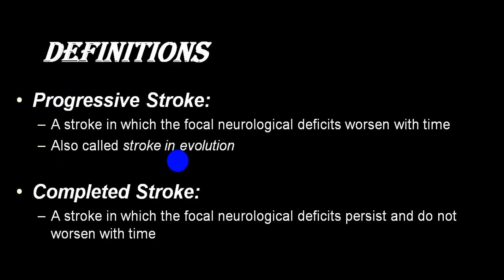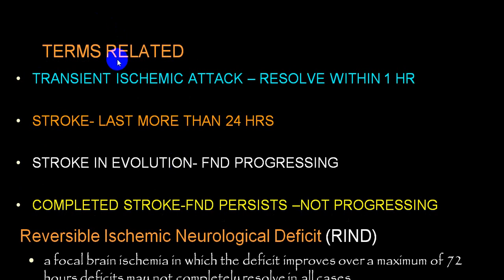Progressive stroke and complete stroke. Progressive stroke means the focal neurological deficit slowly increases over a period of time. It is also labeled as stroke in evolution. The most classical example of stroke in evolution is a thrombotic stroke. While in a complete stroke, at the onset there is a complete neurological deficit, and then no further worsening with time. That is called complete stroke, a classical example of embolic phenomena. A transient ischemic attack usually resolves within 1 hour without any demonstrable infarct on CT.